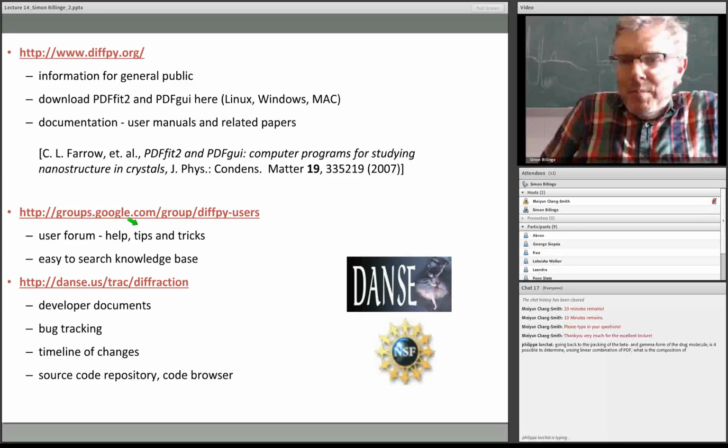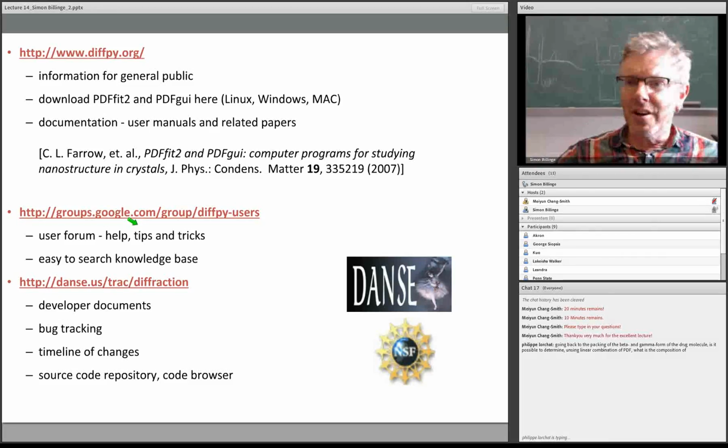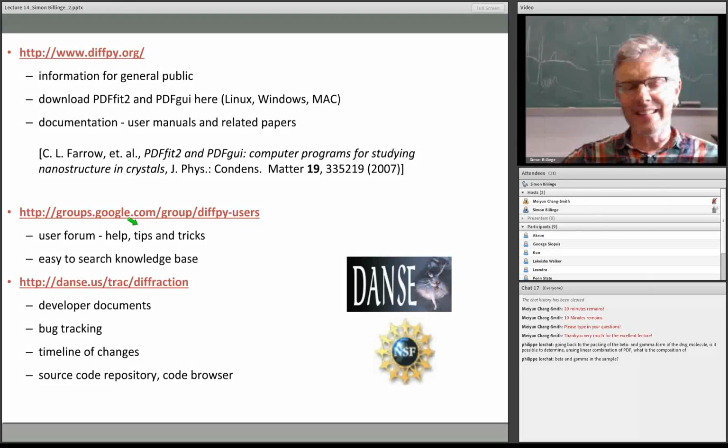Okay, so Philippe has asked a question. Going back to the packing of the beta and gamma form of the drug molecule, is it possible to determine, using linear combination of PDFs, what is the composition of beta and gamma? Yeah, so the answer is actually yes, we can do that. We have an example that we just submitted to, I can't remember which journal actually, but one of the pharmaceutical journals, where we did exactly that. And so this is very interesting.